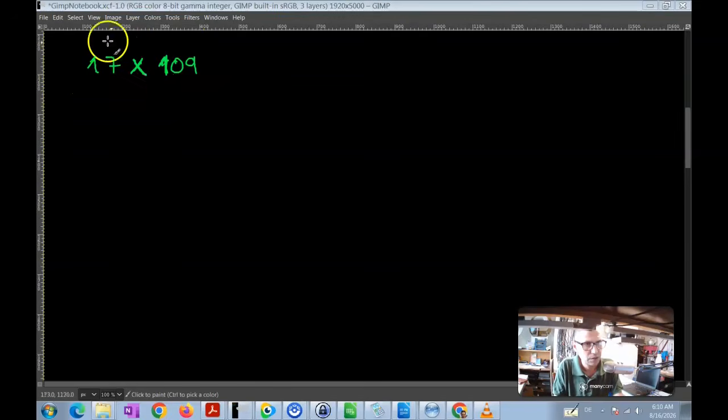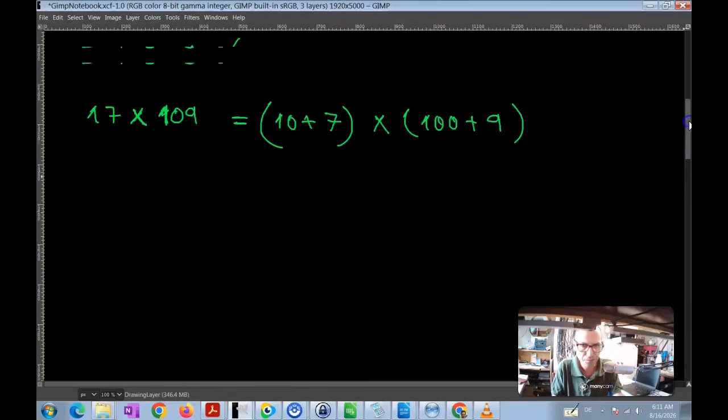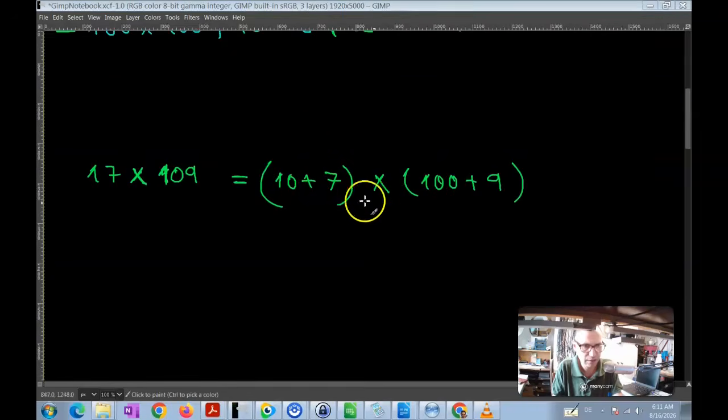So then a 17, for example, you would write as a 10 plus a 7. And a 109, you would write as 100 plus a 9. Now you can do the exact same thing that we did before. You can simply say that this is multiplication which distributes over addition, so you can distribute. You will start with one of your numbers, do the distribution, and then come around to the next number. Okay?